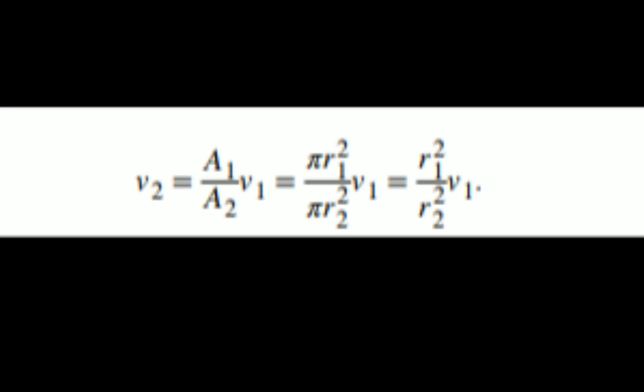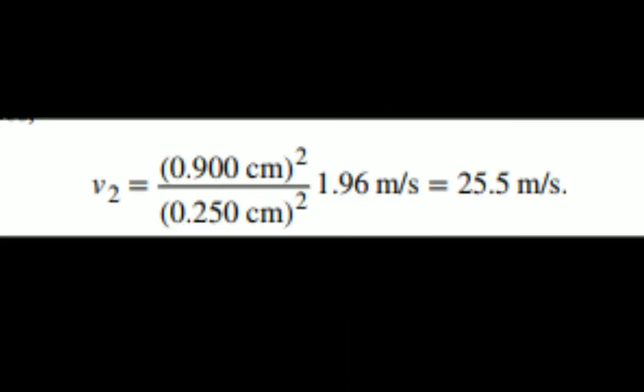So substituting known values, v sub 2 is equal to 0.900 centimeter squared over 0.250 centimeter squared, multiplied by 1.96 meter per second. After we square the denominator and the numerator, we will divide it and multiply by v sub 1, which is 1.96 meter per second, and we will come up to the answer: v sub 2 is equal to 25.5 meter per second.